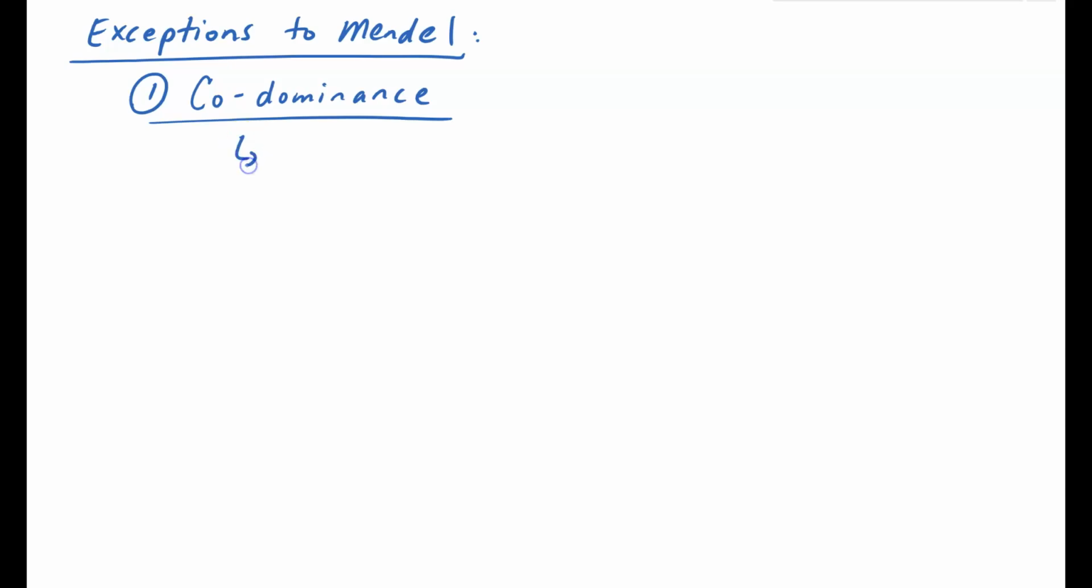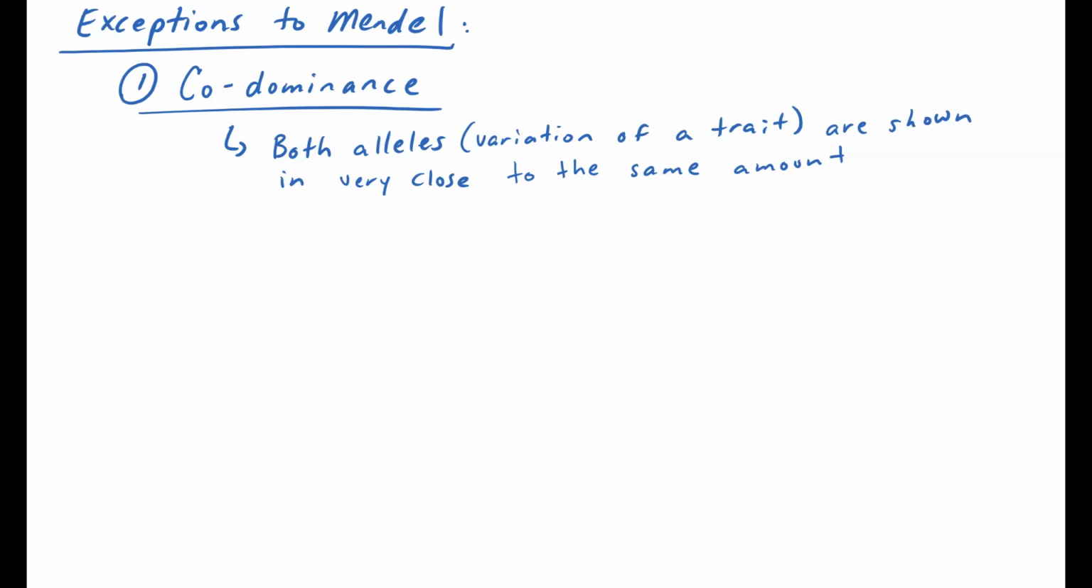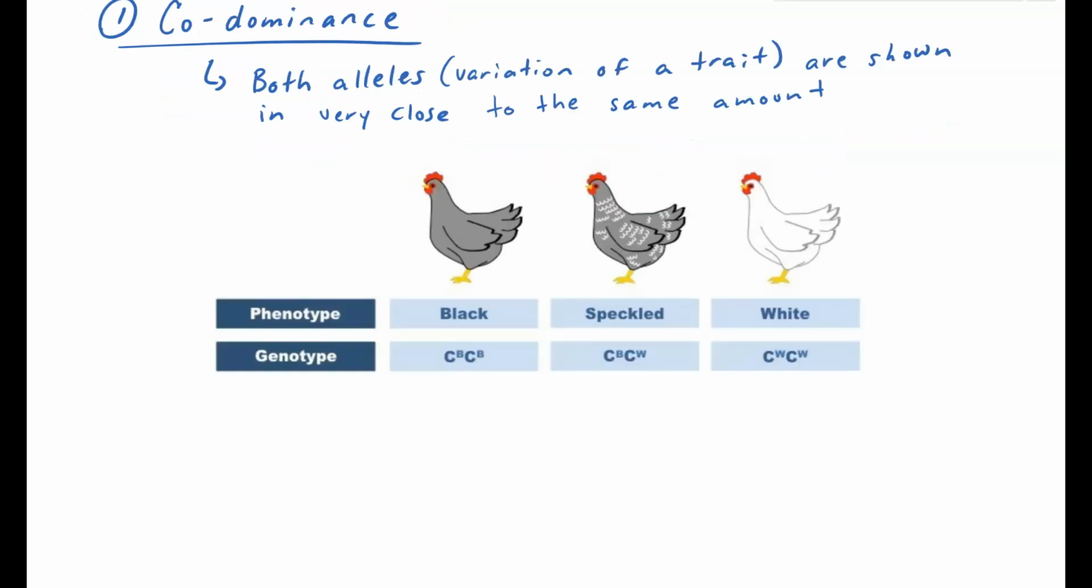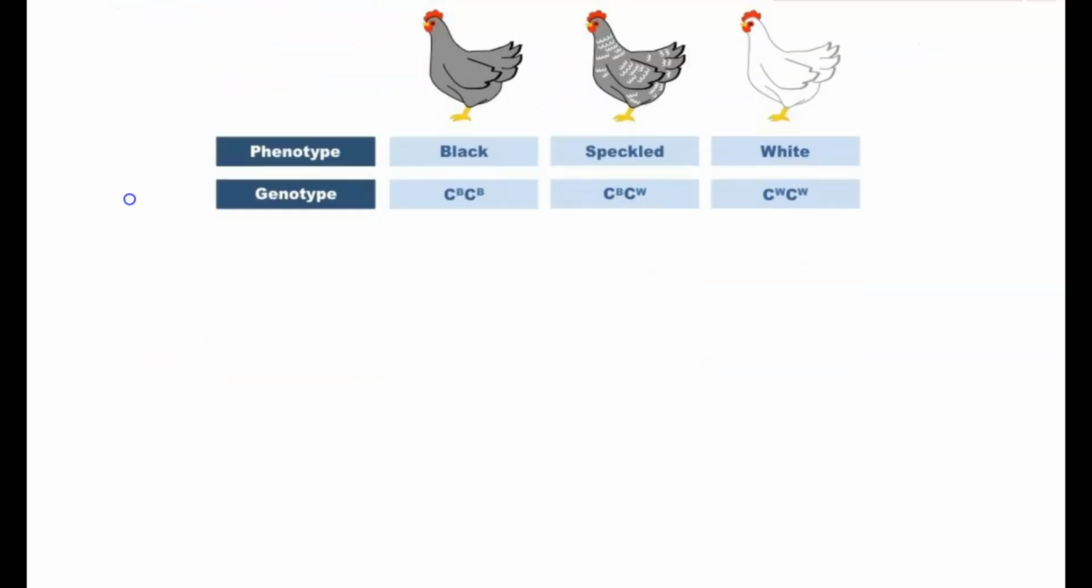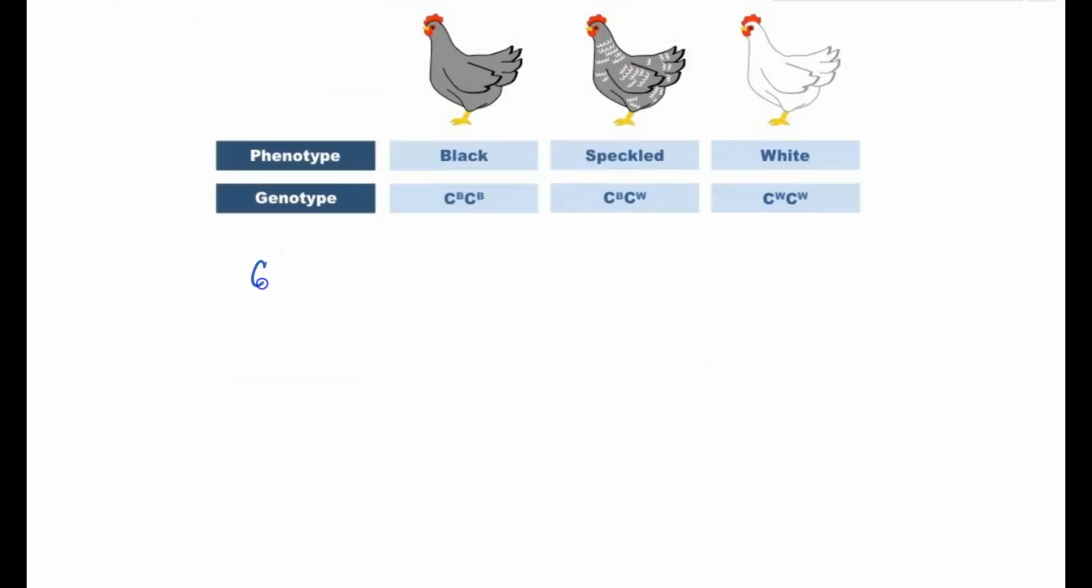With complete dominance, we had one trait that completely masks or overpowers the other trait. In co-dominance, we see that both alleles, which of course are a variation of a trait, are shown in very close to the same amount. So if it's in flowers, for example, if there's two colors and it is co-dominance, then both colors are going to show through on the offspring. Another good example of this is chicken feathering. With the chicken feathering here, you can see we've got three types of chickens: black feathers, speckled feathers, and white feathers.